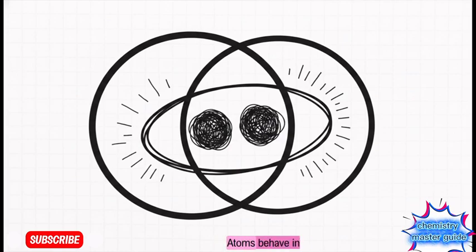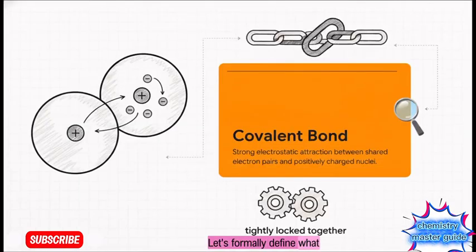And you know what? Atoms behave in exactly the same way. When nonmetal atoms need electrons to fill their outer shells, and they can't just take them from someone else, they pool their resources. They share their outermost electrons to achieve a perfectly stable, full valence shell, just like the noble gases. Let's formally define what this sharing actually looks like in chemistry.